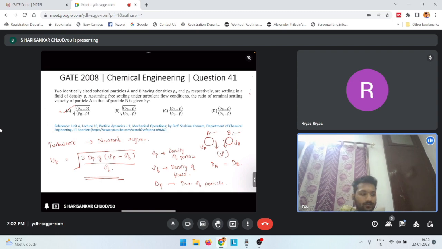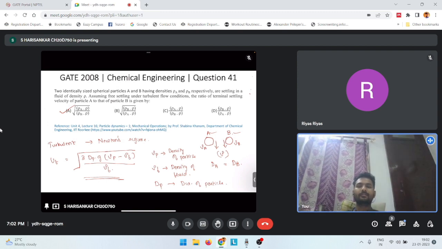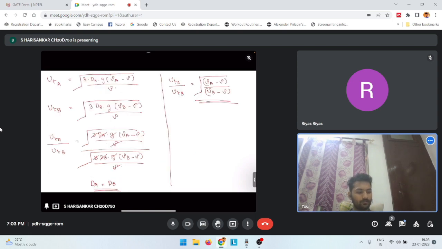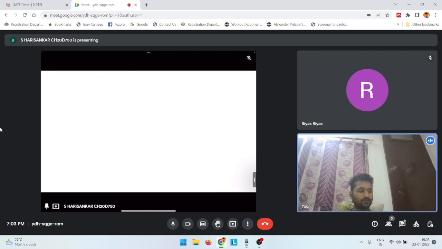Right. So again, this is just another application question. We just applied the Newton's regime equation directly for two particles, cancelled out all the common terms, and got the ratio of the terminal settling velocities of particle A and B. Okay. We'll try to solve one more question if there are no doubts with this question.